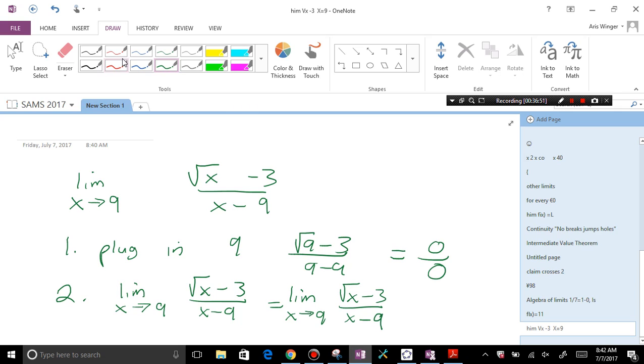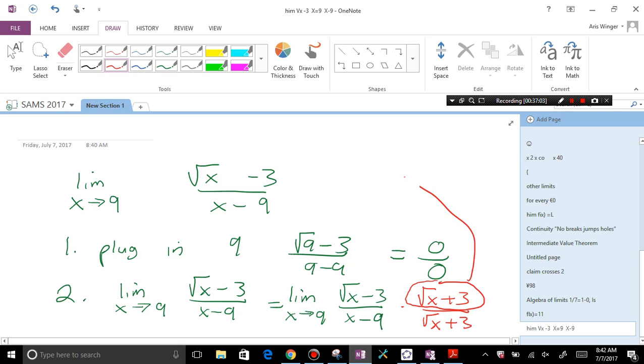And then I'm going to introduce the square root of x plus 3 over the square root of x plus 3. So a little bit of math magic. This thing is called the conjugate, and it's the conjugate of the square root of x minus 3. This term comes from complex analysis, where we have a plus bi, 2 plus 3i. The conjugate of 2 plus 3i is 2 minus 3i, right? So you just change the signs.